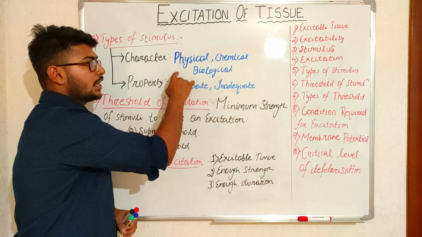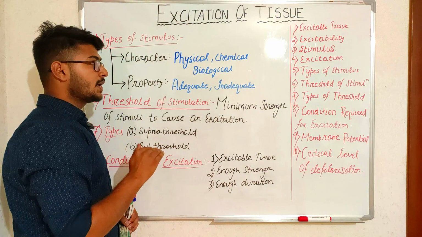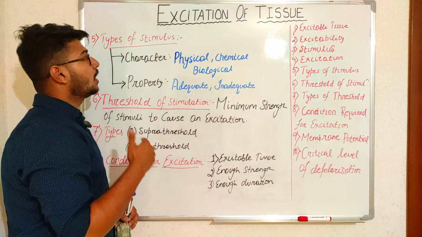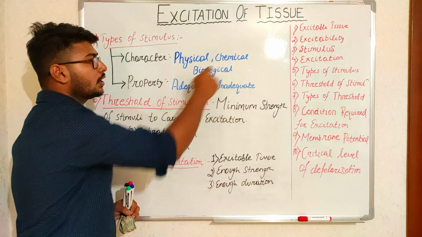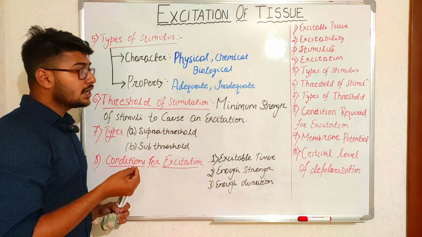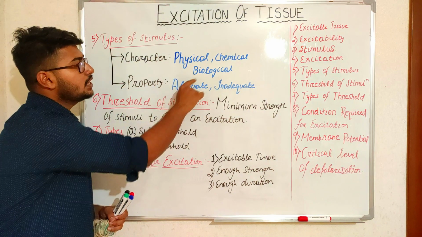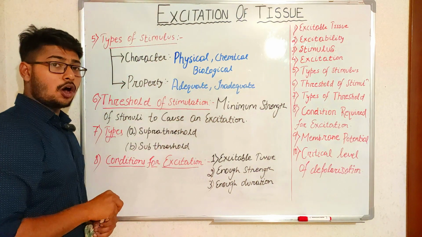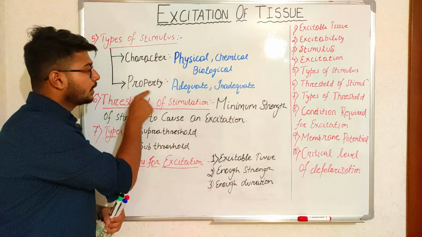Physical, chemical, and biological. In physical, examples like temperature and pressure can also cause excitation and act as a stimulus. Then in chemical, certain kinds of chemical reagents or ions may act as a stimulus. Then in biological, the hormones mainly in living cells act as a stimulus. Then property.